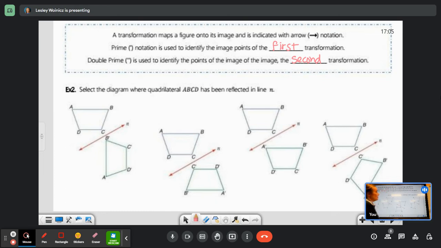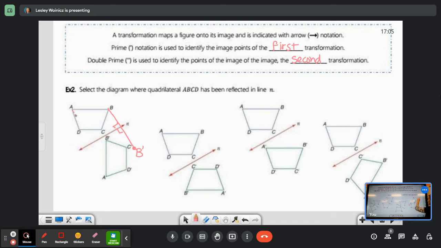Okay, so for example 2, we have to pick the diagram where quadrilateral ABCD has been reflected in line N. So remember about that perpendicular distance. What I'm looking for is that if I drop a line from B to my line of reflection that's perpendicular, I should have that same distance away a point B. And here I don't. The only one that's close is B prime. C prime, okay? This is not mapping at all.